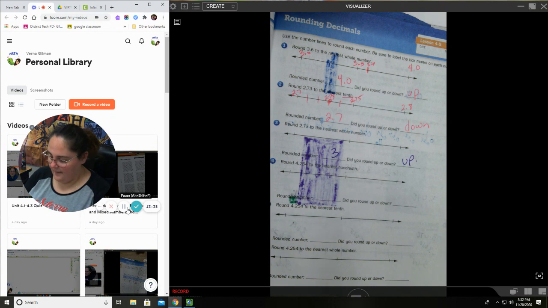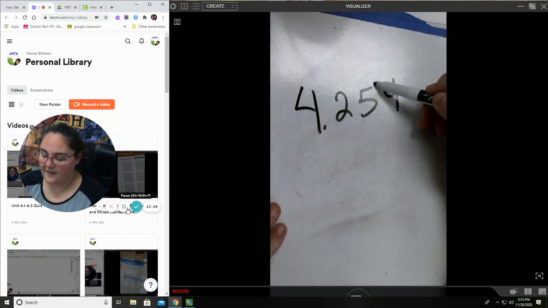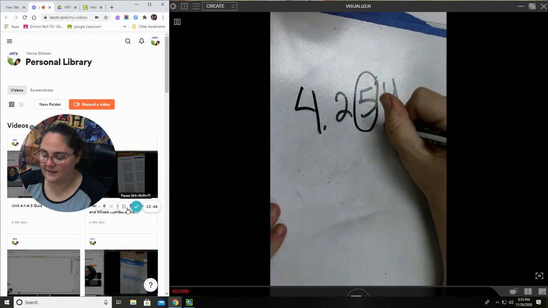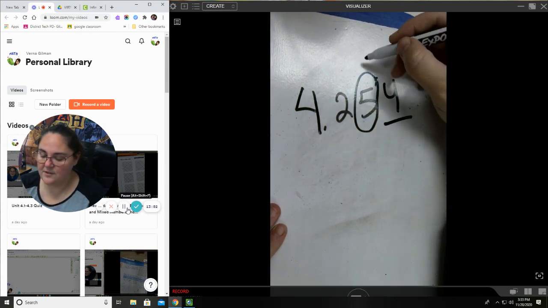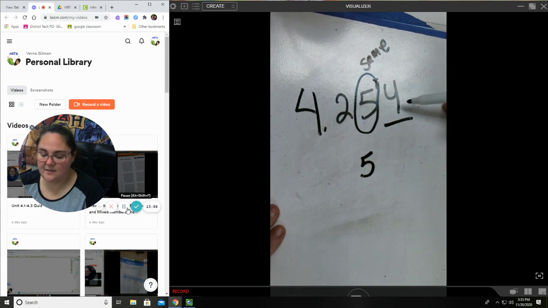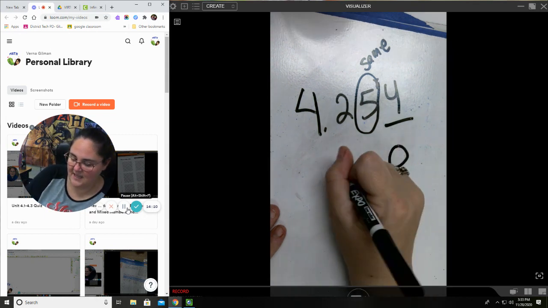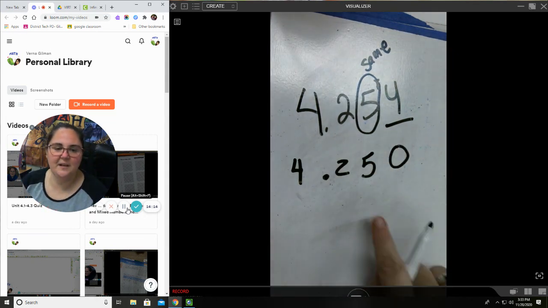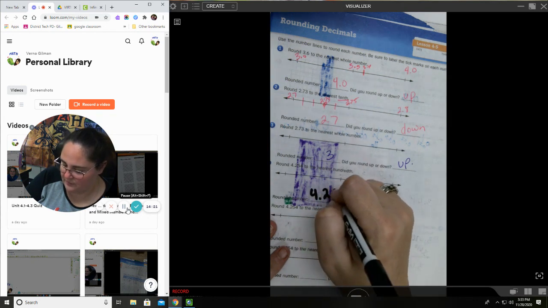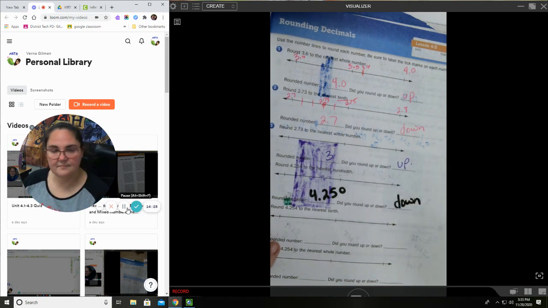4.254 to the nearest hundredth. Find the place value and circle the digit. Move to the right. Underline it. 0 through 4, the circle stays the same. 5 through 9, adding 1 is the game. It's going to stay the same because it's a 4. So I just rewrote it. Flex your muscles like a hero. Digits to the right, turn to 0. All the other numbers stay the same. So this one is going to be closer to 4.250. So your answer would be 4.25, or you could say 4.250, and we went down. Okay.